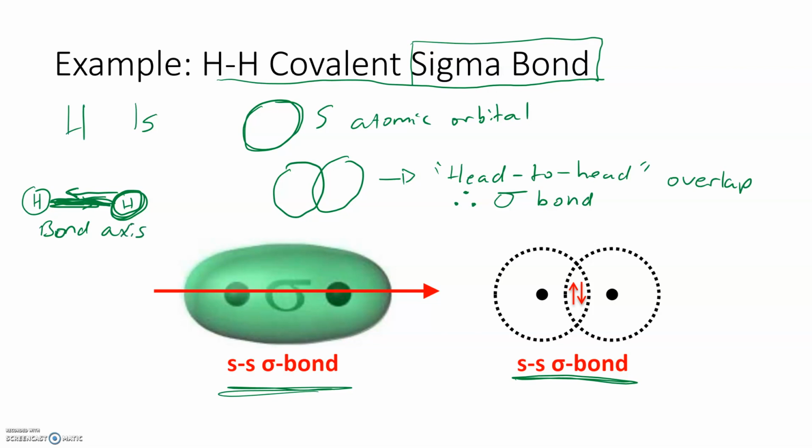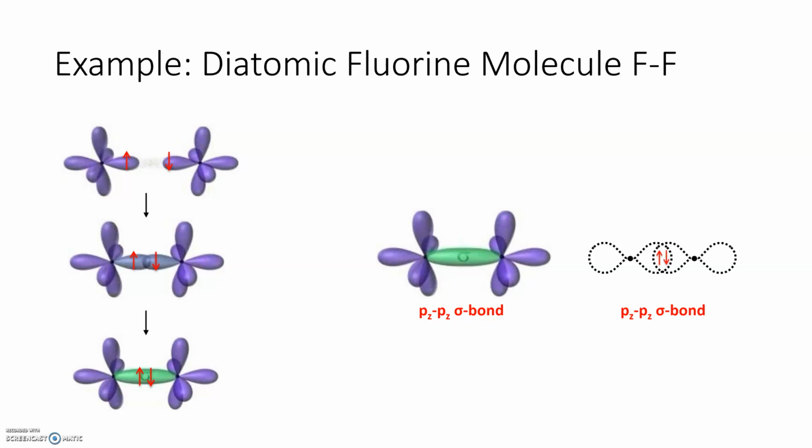So when the sigma bond forms, it creates a cylindrically symmetrical shape around the bond axis, and that's what characterizes a sigma bond. Let's look at a second example of another type of sigma bond. So this sigma bond is a p-p sigma bond, specifically a pz-pz sigma bond.